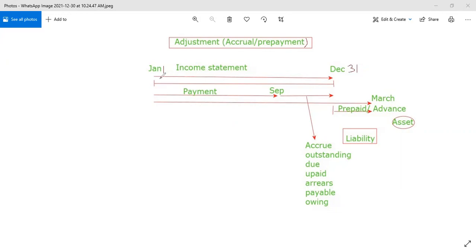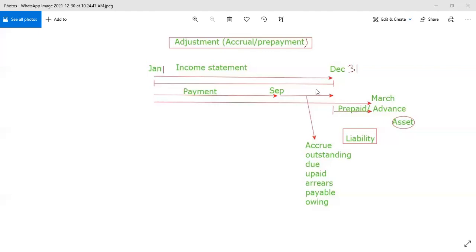Each year, from 1st January to 31st December, whatever expenses are incurred, we have to record them. And at the end, we adjust them. And why do we adjust them? Because we have to calculate expenses for this period, from 1st January to 31st December only.